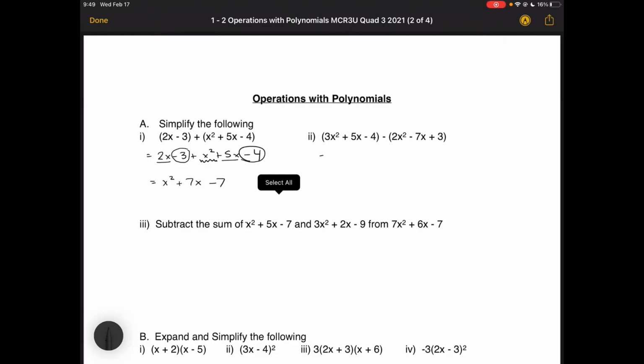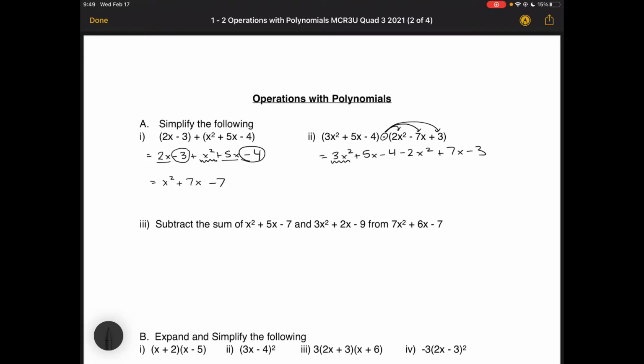My next one here is more of the same, except I've got a negative sign here that is going to apply to each of those terms in the second bracket. So I've got 3x squared plus 5x minus 4 minus 2x squared plus 7x minus 3.